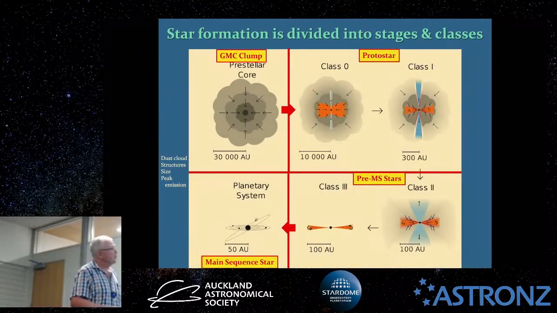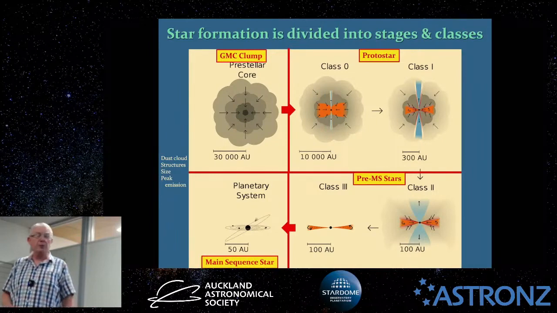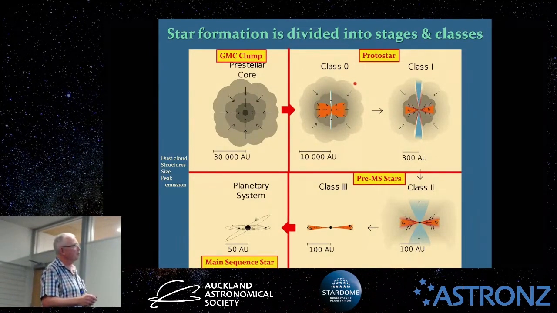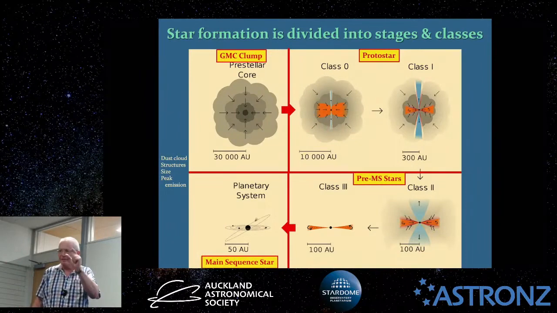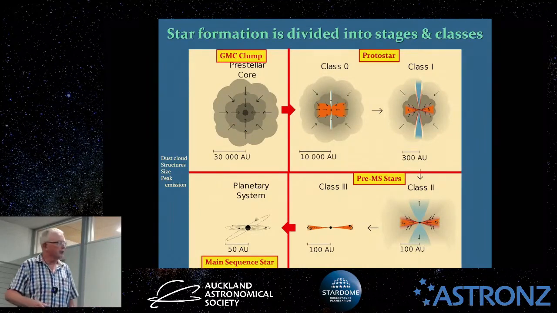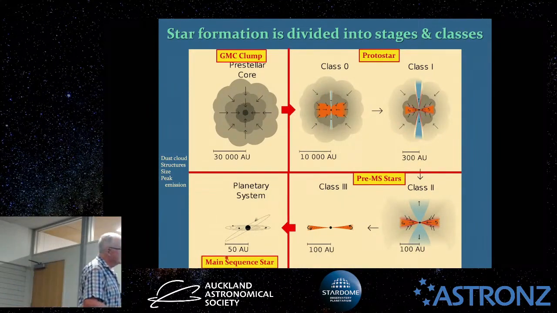Now, this shows you that star formation is divided into various stages and classes to make things easy. You can see here, starting off with your clump, moving on to protostars and your pre-main sequence stars, and then eventually ending up here with your main sequence star, which is our sun, which is burning hydrogen to helium at its core. And that is the key thing that defines a main sequence star. You know you've got a fully fledged star on your hands when you're burning hydrogen into helium. That's what it's all about, getting a star hot enough to burn hydrogen to helium in its core.